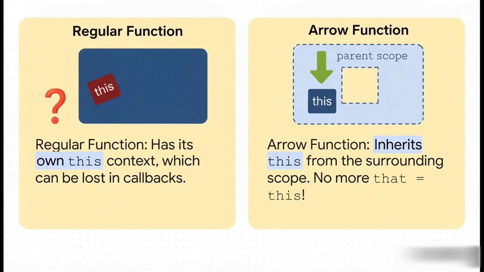And this right here, this is why arrow functions were such a game changer. Back in the day, if you used a regular function inside another method, like for a callback, the value of this would get all messed up. It would lose its context. People had to do these ugly hacks like var that equals this. It was a mess. But arrow functions? They don't play by those rules. They don't have their own this. They just borrow it from whatever scope they're sitting inside. It's so much cleaner, and it solves a whole category of bugs.